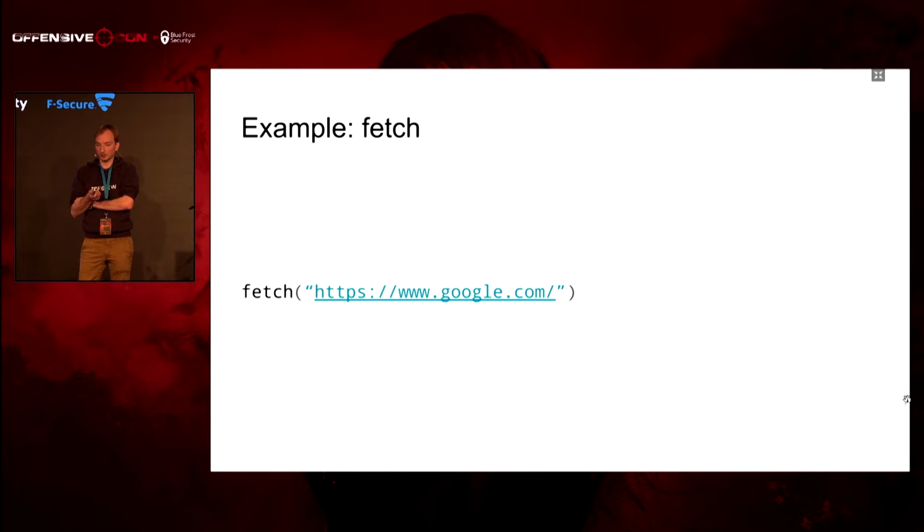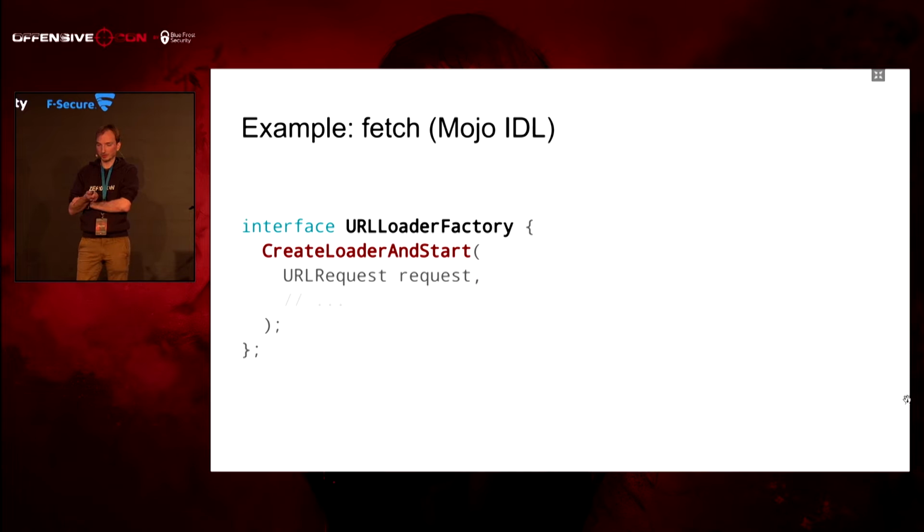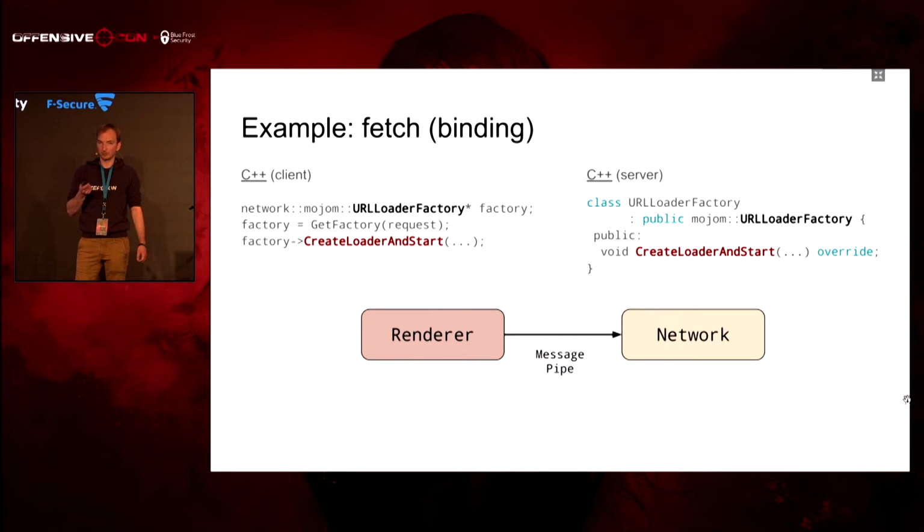So I will talk to the network process using some Mojo IPC call. The way this is implemented is, first there's some interface definition language for Mojo, which is very simple. You define an interface, and then you have methods, and the method has options, just like in every other programming language. And then if you look at the Chrome code base, there will be a client implementation and a server implementation of this interface.